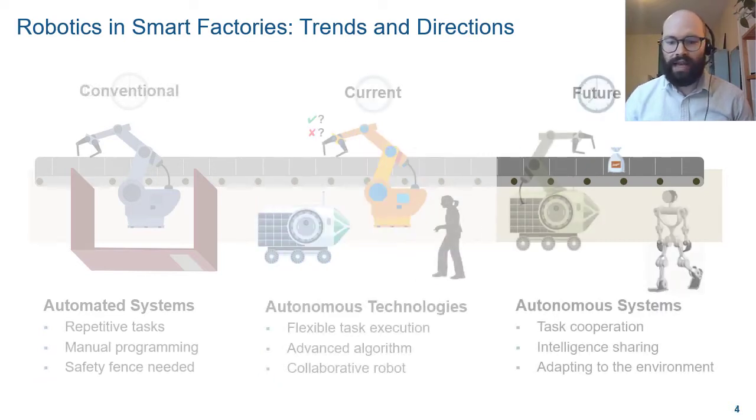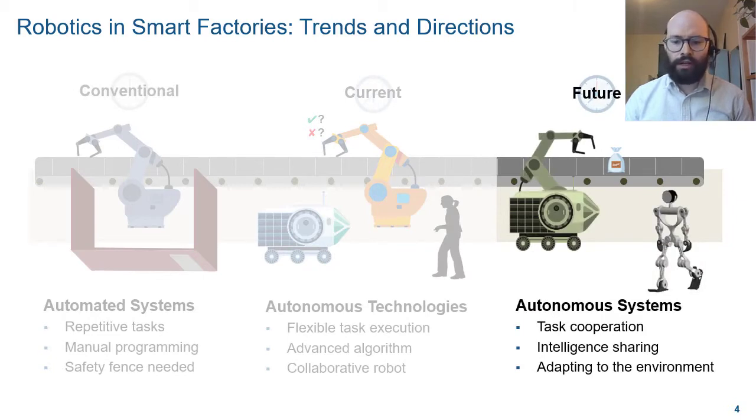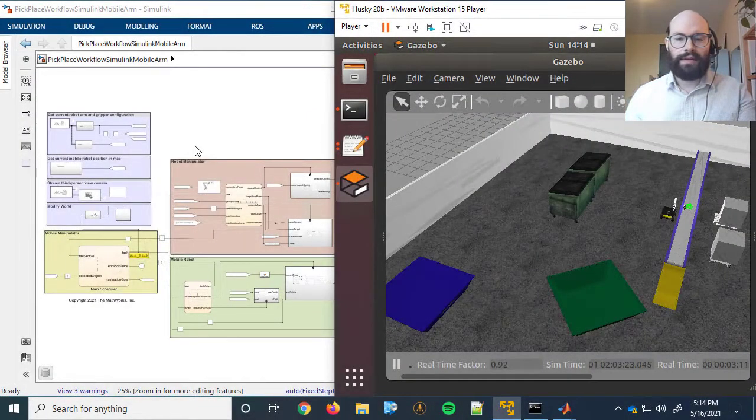So, where are we headed? Smart factories are moving further away from hard-programmed automation and more towards true autonomy. AI-enabled robots equipped with advanced perception and control algorithms can handle more complex challenges. But for robots like that to succeed, we'll need well-designed and well-tested software. So this is where MATLAB and Simulink come in.